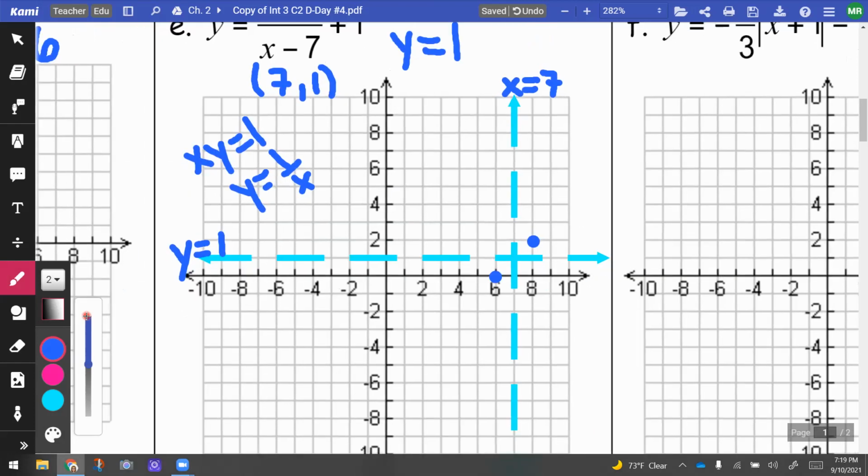And it's going to be 2 branches, getting closer and closer to the horizontal and vertical asymptotes.